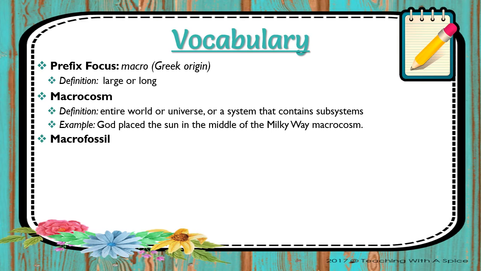Macrofossil. What do you think this one means? Macrofossil. A fossil that is large enough to see with the naked eye. What we mean by naked eye is that you don't use anything to help yourself see it. Well, even glasses, binoculars, a magnifying glass, telescope, all those things help your eyes to see things better. So your naked eye would be your ability to see things without any kind of help.